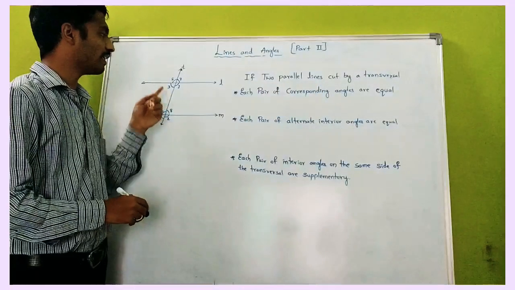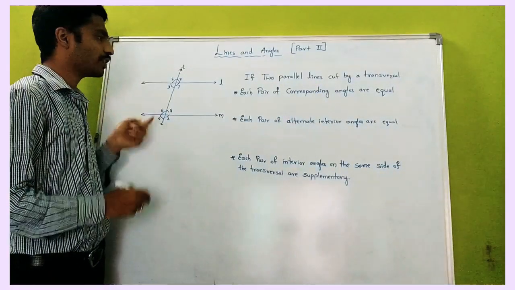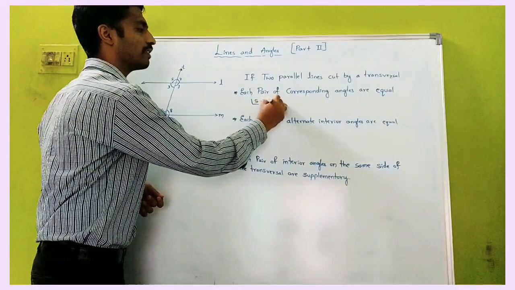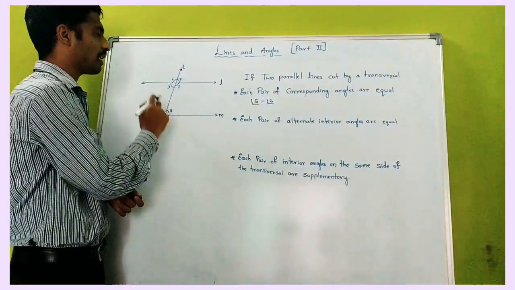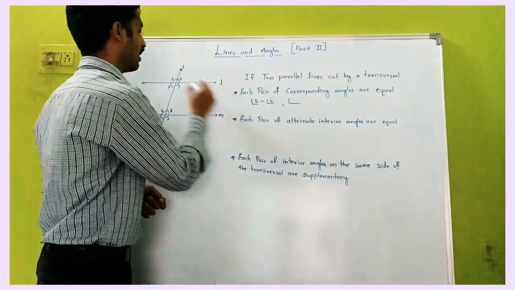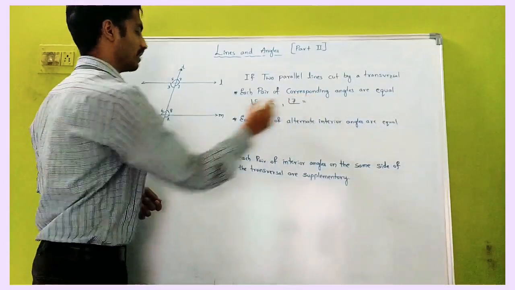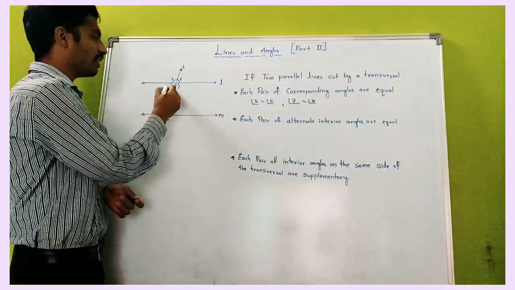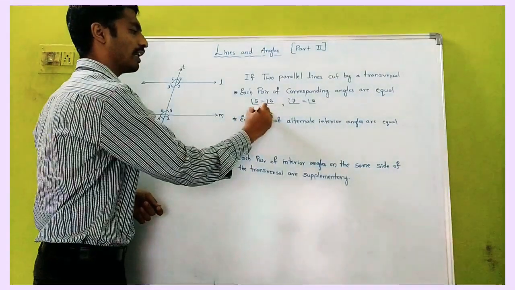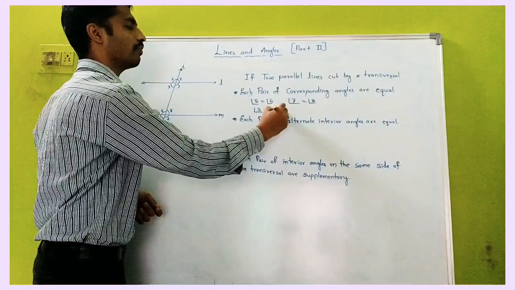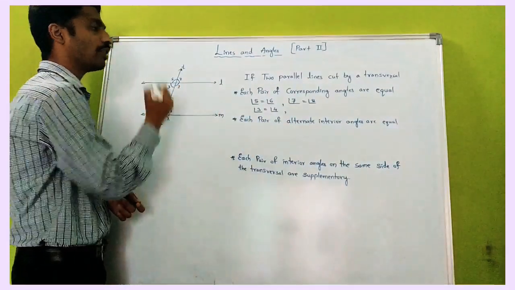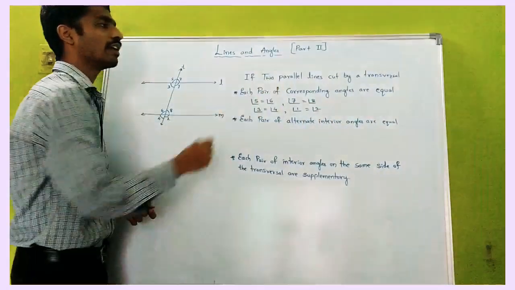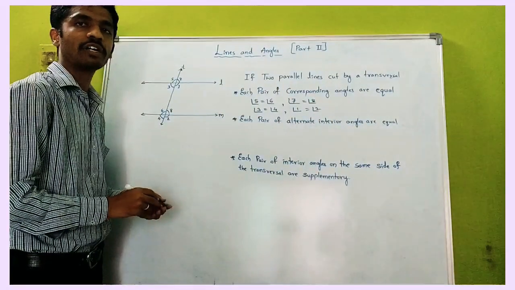Which are the corresponding angles here? Angle 5 is corresponding to angle 6, so angle 5 equals angle 6. Angle 7 equals angle 8. Similarly, angle 3 equals angle 4, and angle 1 equals angle 2. These are the corresponding angles which are equal.